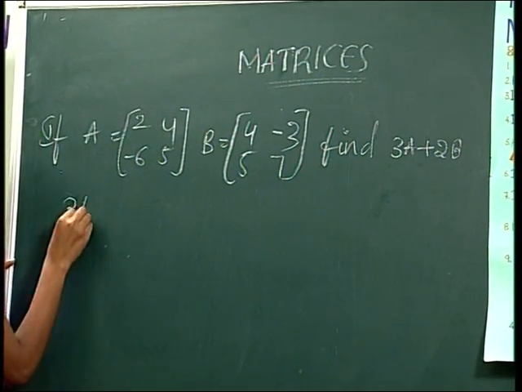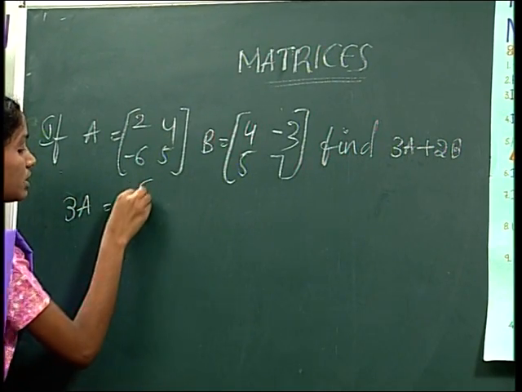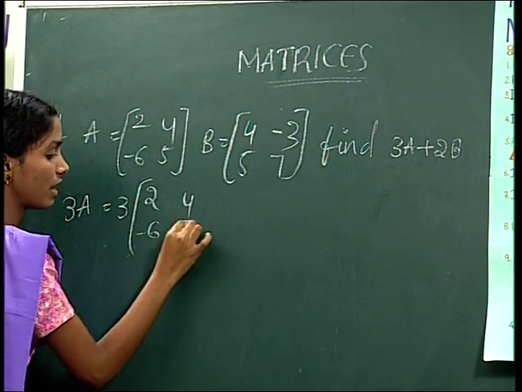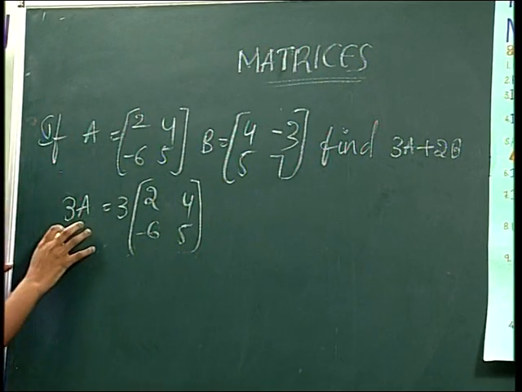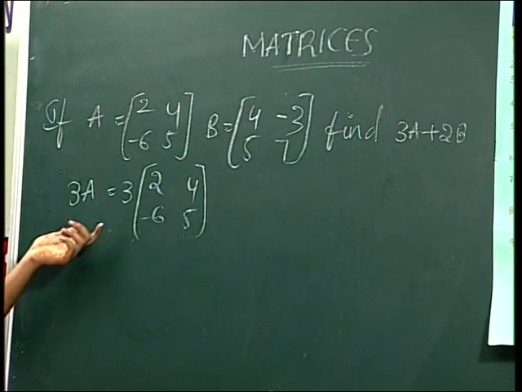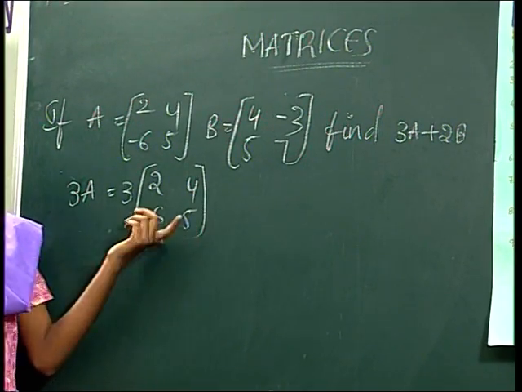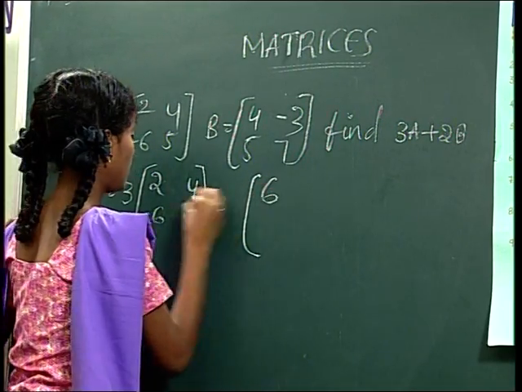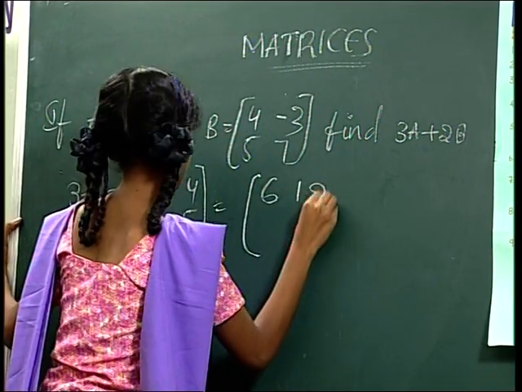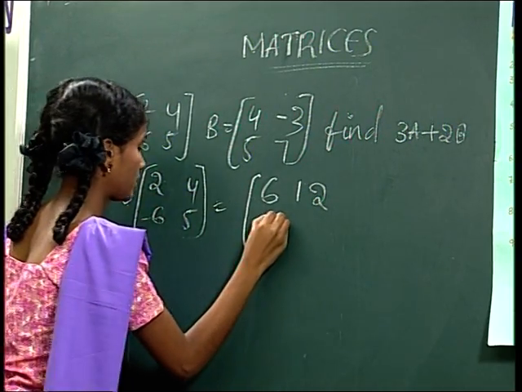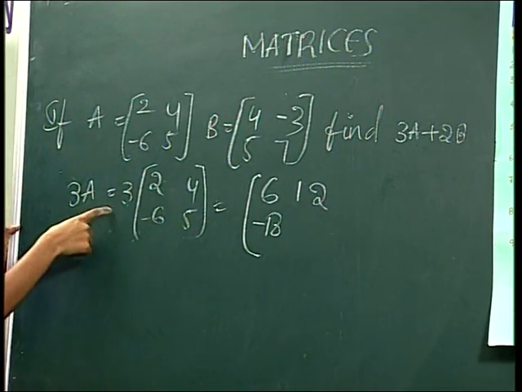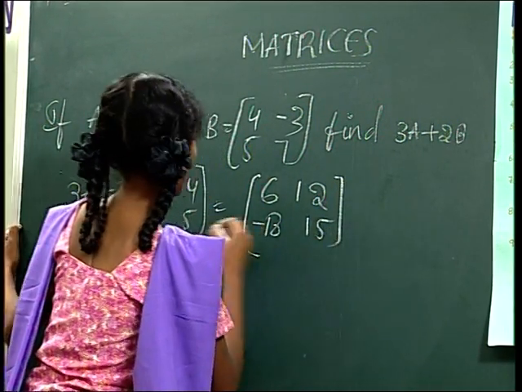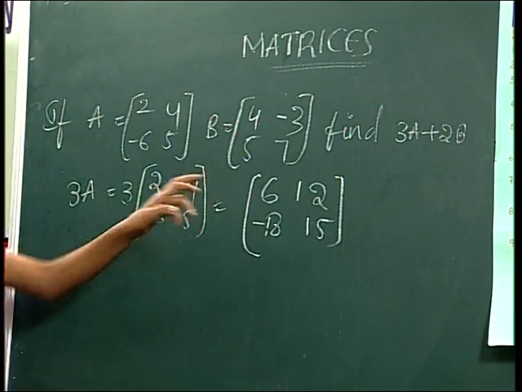3A means 3 into A. What is the matrix of A here? 2, 4, minus 6, 5. We should multiply this matrix with 3. This type of matrix is called scalar multiplication matrix. See here, 3 into 2 is 6, 3 into 4 is 12, 3 into minus 6 is minus 18, 3 into 5 is 15. This is the 3A matrix. Next we have to find 2B.